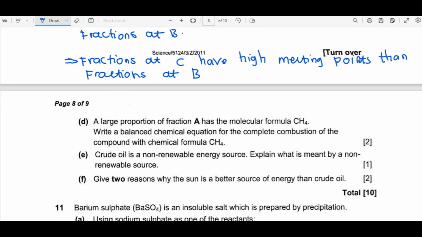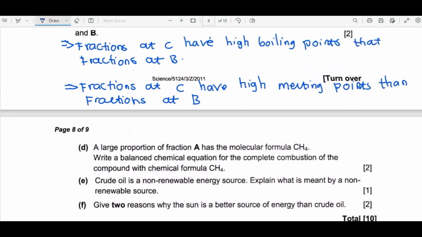Then we have the last question. A large proportion of fraction A has the molecular formula of CH4, which is methane. Write a balanced chemical equation for the complete combustion of the compound with that molecular formula. So complete combustion, we said we are going to have carbon dioxide and water. So it's a reaction that will give us carbon dioxide and water.